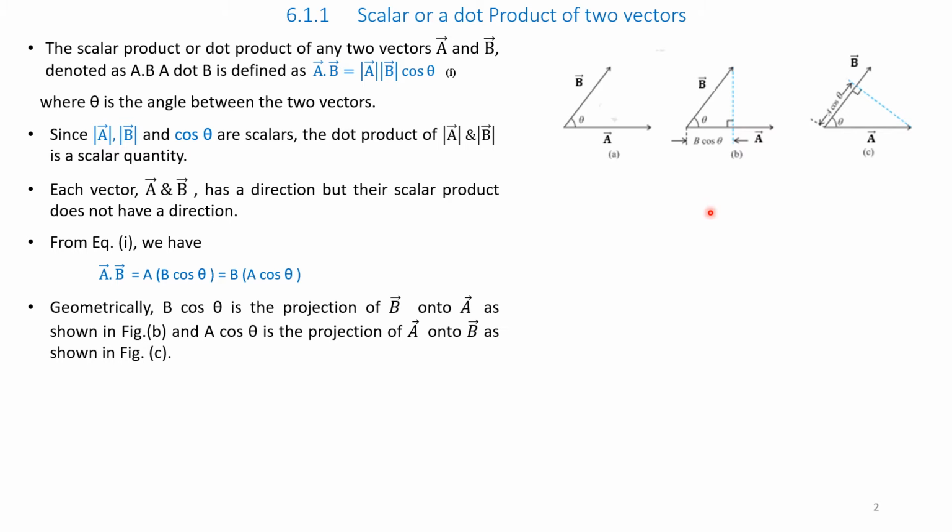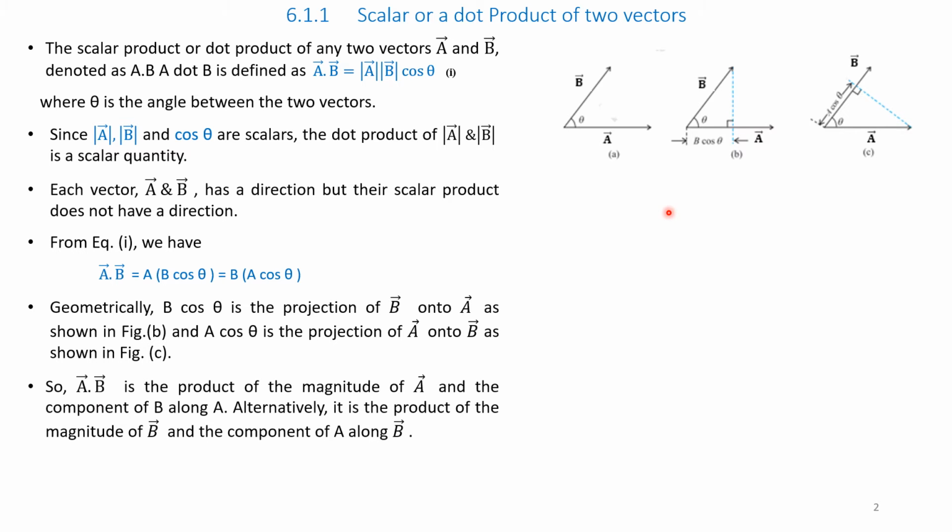Geometrically, B cos theta, as shown in figure B, is the projection of vector B onto vector A. And A cos theta is the projection of A on B, as shown in figure C. This is the geometrical representation shown in the figures. So, vector A dot vector B is the product of the magnitude of A and the component of B along A. Alternatively, it is the product of the magnitude of B and the component of A along B.